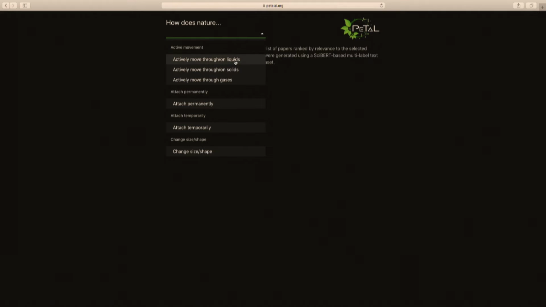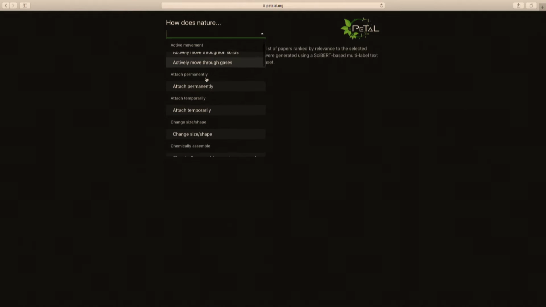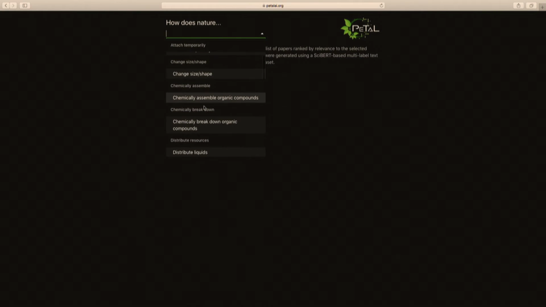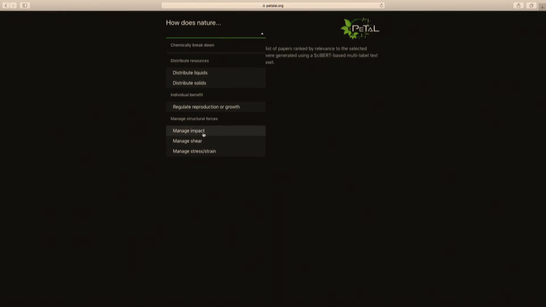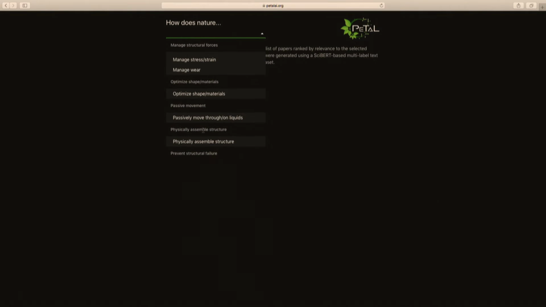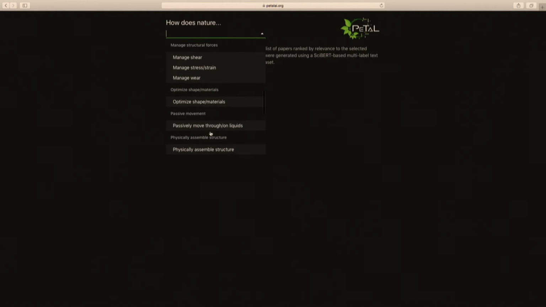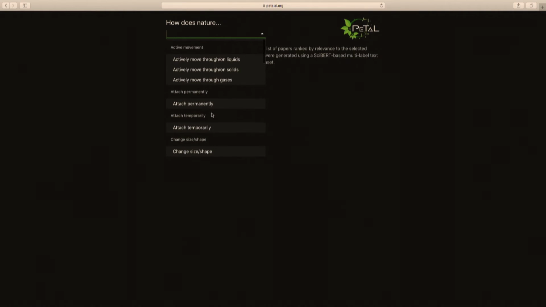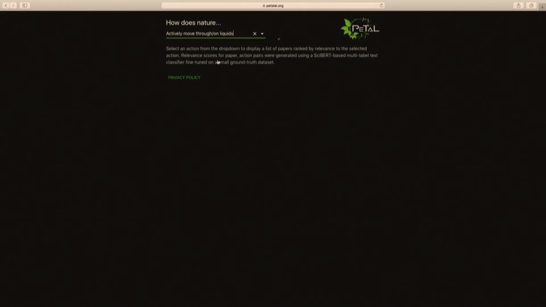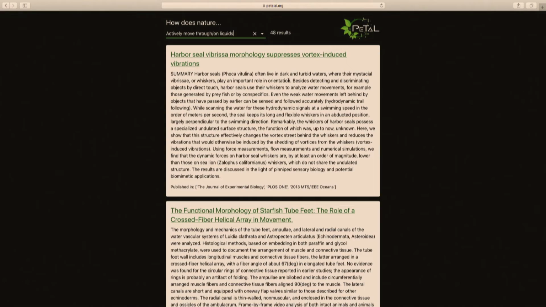So you simply would pick one of the categories. You can see the level 2 category here. This is all related to active movement, and then these are the level 3 categories, what we're calling level 3. These are the granular categories, and we currently only have 29 in here, so we don't have the full taxonomy yet. But if you pick one, let's just pick actively move through liquids, it will pull up the results from our machine learning algorithm.